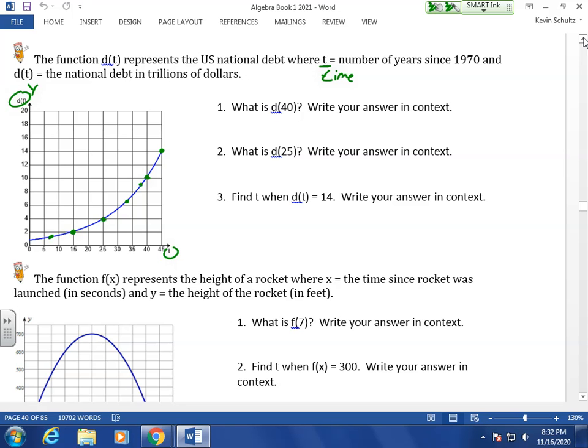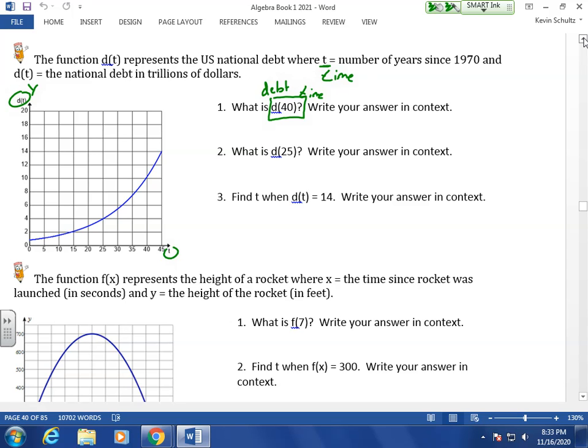And then questions 1, 2, and 3 ask you for specific solutions. When it says, what is d of 40? This is saying, what is the value of the function when x is 40? In context here, the reason why they're using d, right, that's the debt, and then we already said that t was time. So d of 40, it's like it's saying, what is the debt after 40 years, after a time of 40?